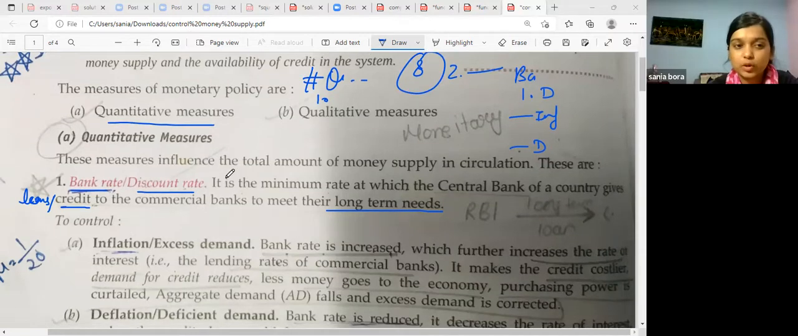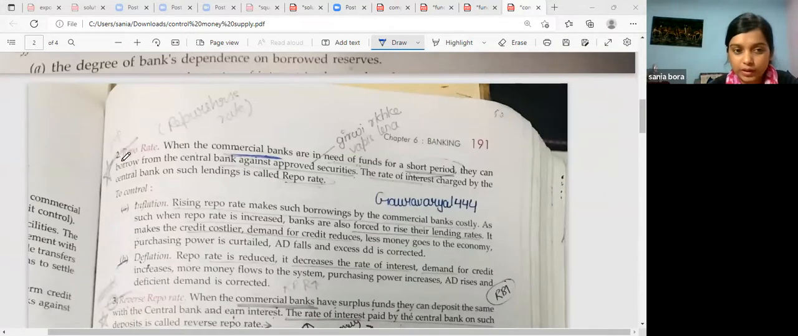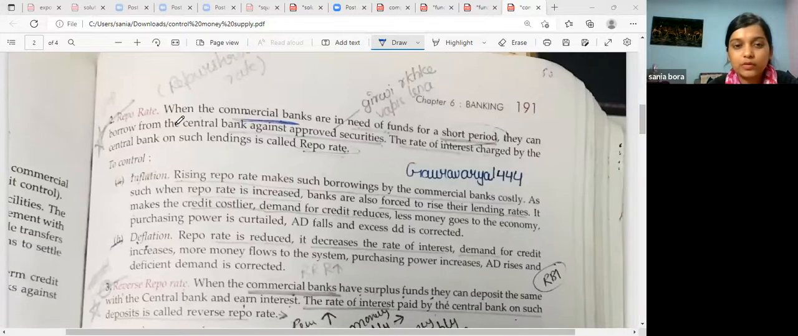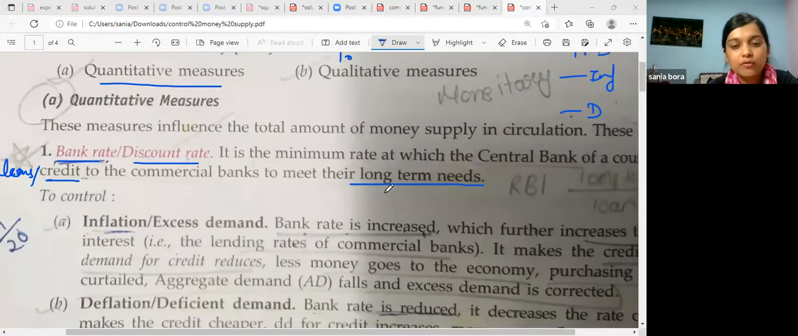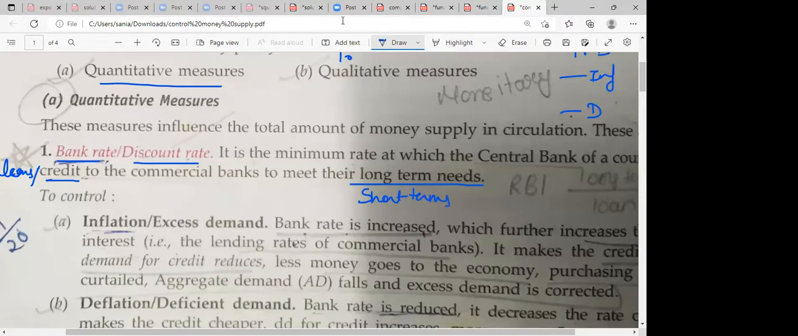ma'am. Okay. Now the second, you leave 8 lines. Then the second is repo rate. You will write the same definition, but only change it to short-term goals, to meet their short-term goals. Okay, ma'am. Yes. Done, ma'am.